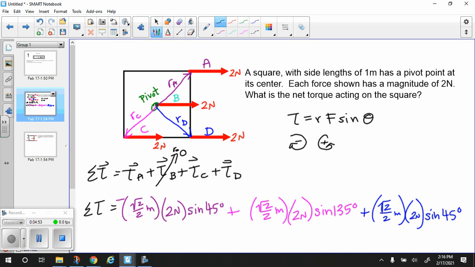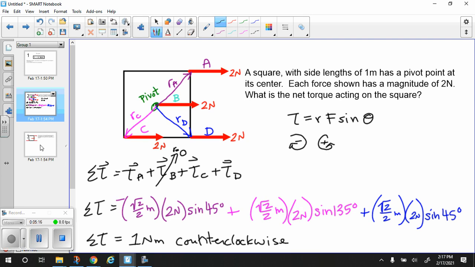The sum of the torques is equal to, sorry, that comes out to be 1, and we can see our unit is Newton meter, and it's going to be counterclockwise because it's positive. So that's how you would do that.